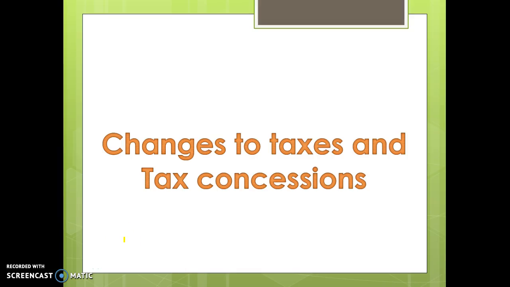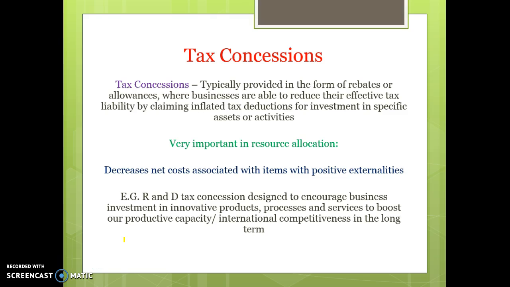Okay, in this video we're going to be looking at how the government can change the tax mix or give businesses tax concessions to try and boost aggregate supply. So first of all, tax concessions, it's really important that you can define this really succinctly, and it's basically in the form of rebates or allowances where businesses are able to reduce their tax liability by claiming inflated tax deductions for investment in specific assets or activities.